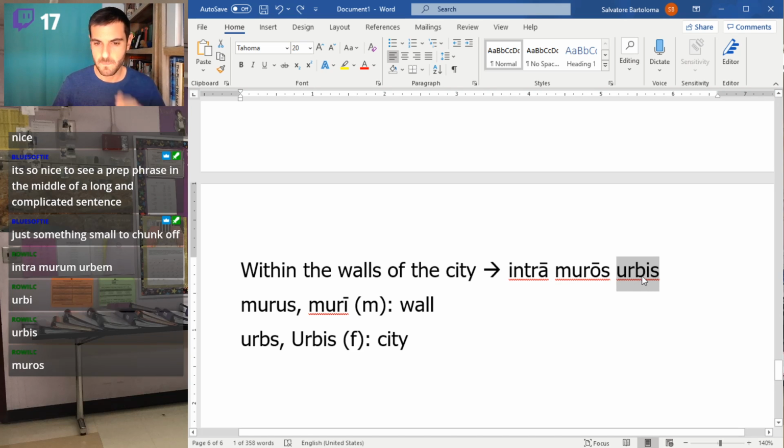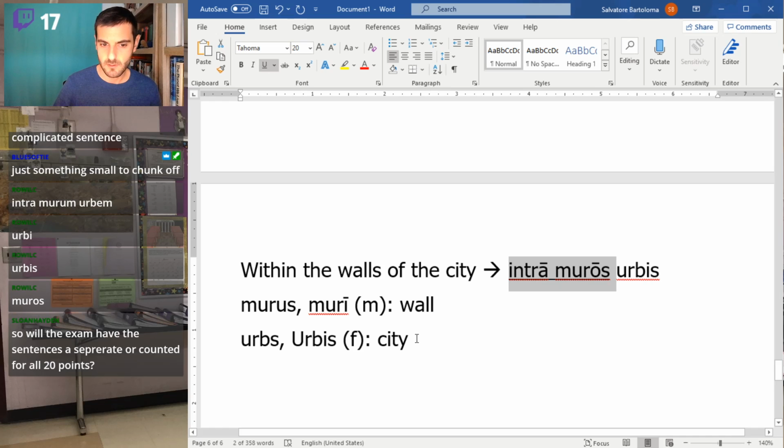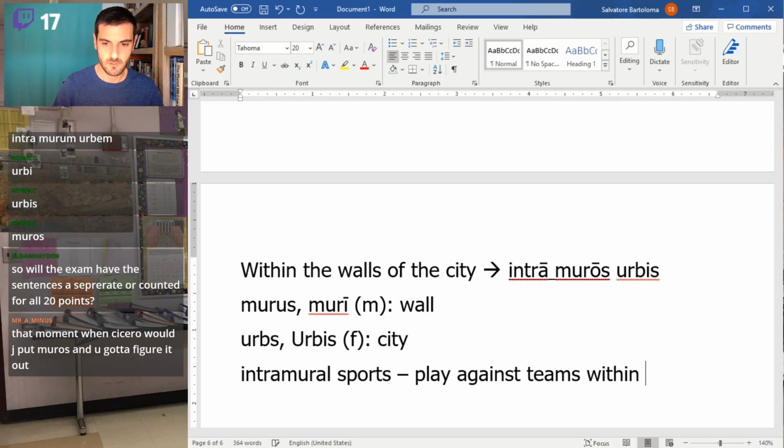Okay. And for those of you who are planning to go to college one day, maybe you'll play what are called intramural sports. That's where you play against teams within your school. Cicero just put muros. Yeah, and honestly, the walls of a city are pretty much understood. There's also the word moenia, which is another word for city walls, so a couple different ways.